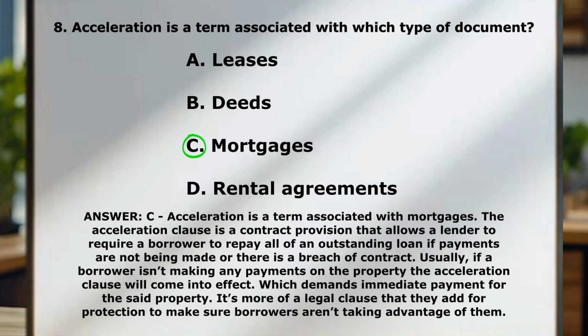The acceleration clause is a contract provision that allows a lender to require a borrower to repay all of an outstanding loan if payments are not being made or there is a breach of contract. So usually, if a borrower isn't making any payments on the property, the acceleration clause will come into effect, which demands immediate payment for that said property. It's more of a legal clause that they add for protection to make sure borrowers aren't taking advantage of them.